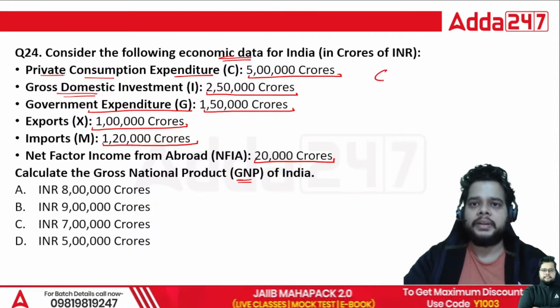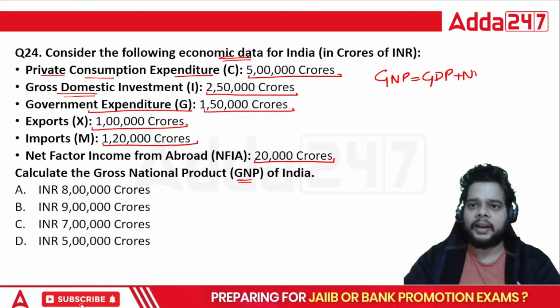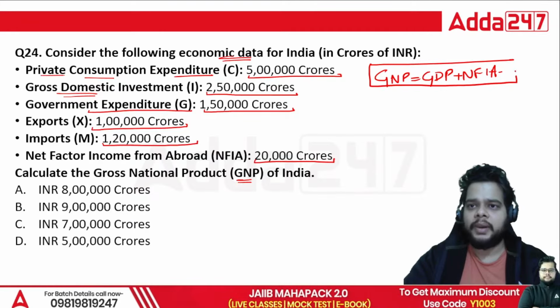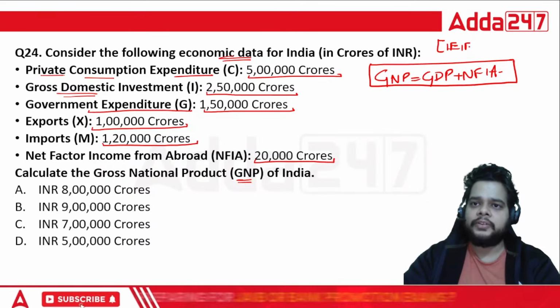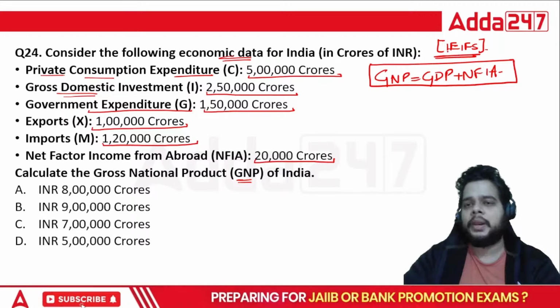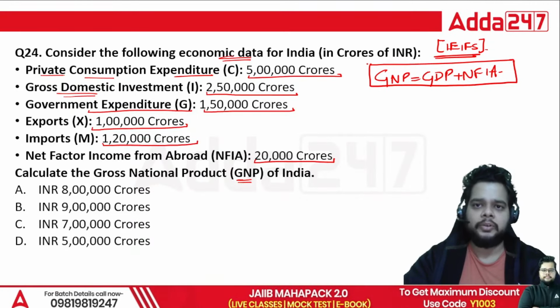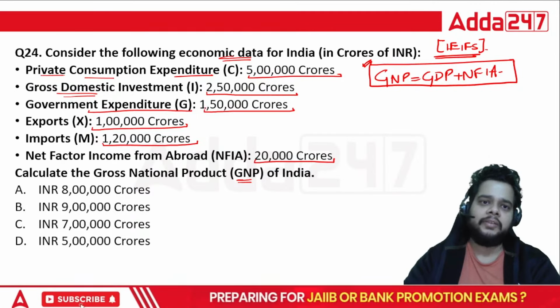So always remember, GNP is nothing but GDP plus net factor income from abroad. If you are well versed with the formulas, then one thing I would like to share with you: in IFS you won't have any trouble while solving formula-based questions, because they are fairly easy compared to other subjects. All you need is to remember the correct formula.